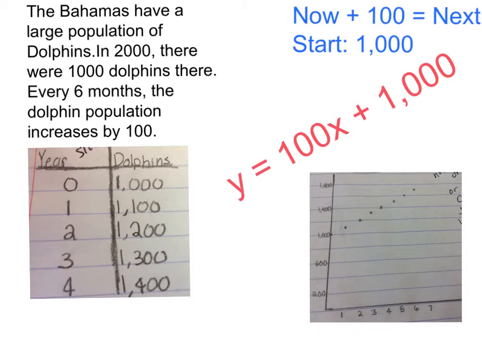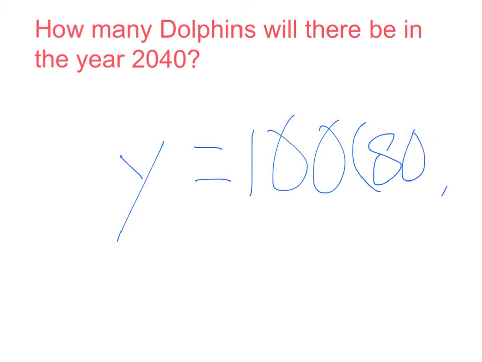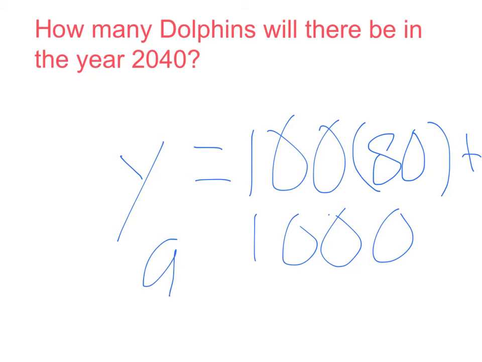And you can see our graph right there, and our table values right here. And it's now plus 100 equals next, with the start at 1,000. Y equals 100, and since x in this case is 80 because it's every 6 months, 100 times 80 plus 1,000. And the answer to that is 9,000 dolphins.